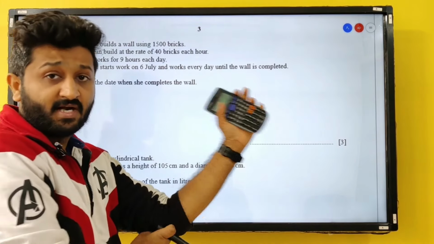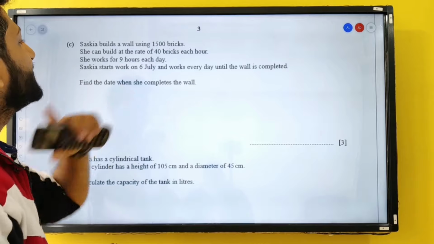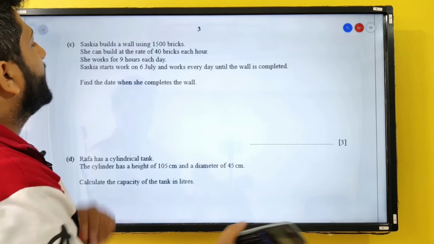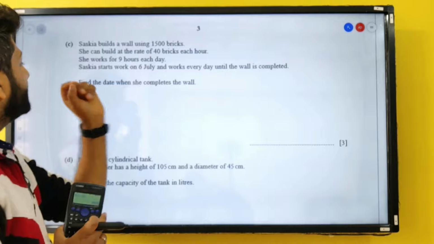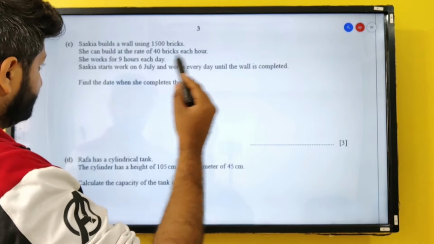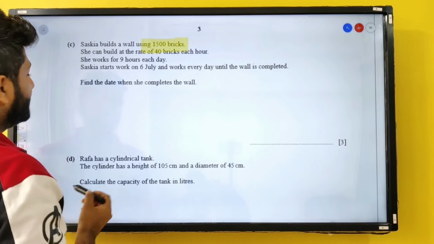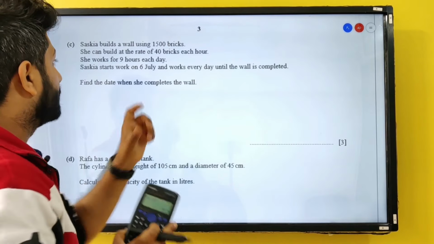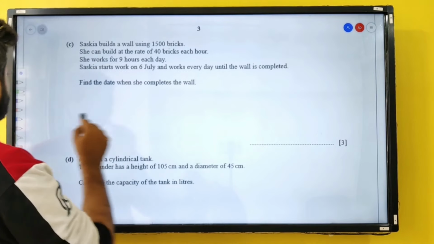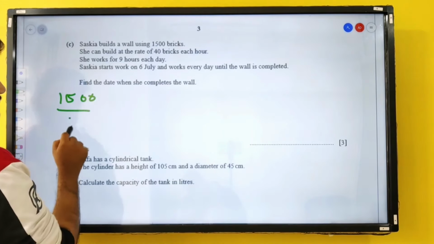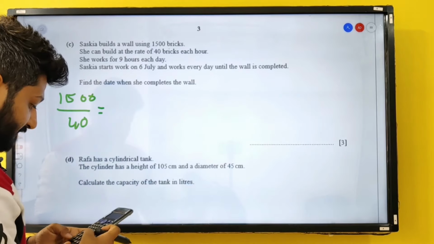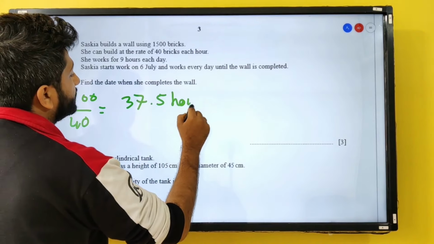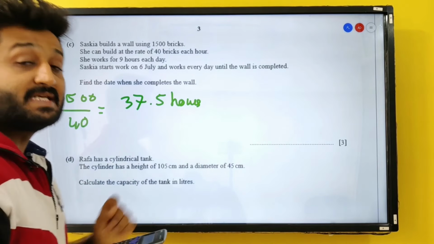Shashika builds a wall using 1500 bricks. She can build at a rate of 40 bricks each hour. She works for 9 hours each day. Shashika starts work on 6th July and works every day until the wall is completed. Find the date when she completes the wall. Okay, so she can build 40 bricks each hour. Let me calculate the number of hours she will require: 1500 divided by 40, which is 37.5 hours.